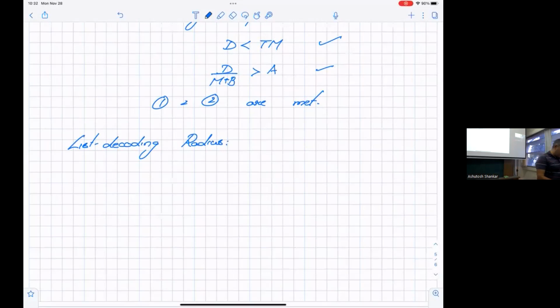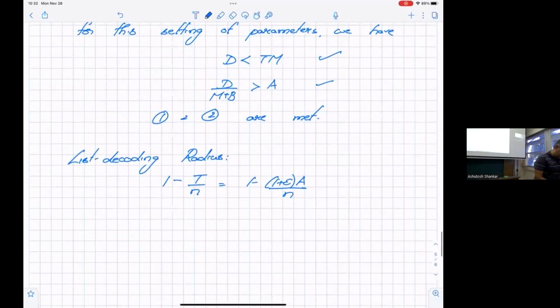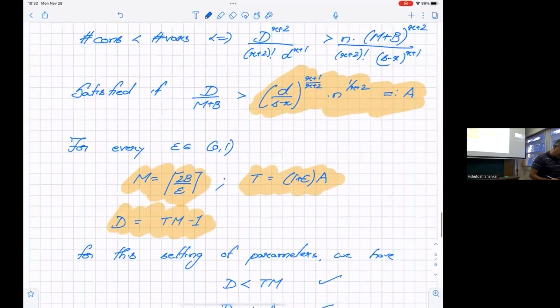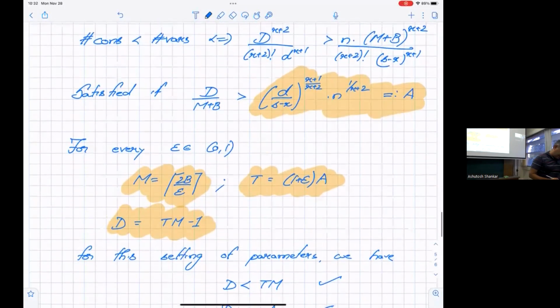So what's the list-decoding radius? We are going all the way to 1 minus t by n. We are getting t by n; the argument is t, and this is the list-decoding radius. So what is 1 minus t by n? This is by definition 1 minus (1 plus epsilon) times a by n. So what is a? Let's pick it up from there. Where is a?